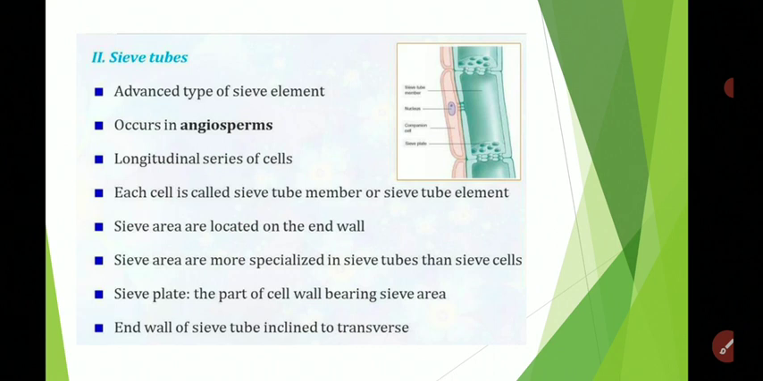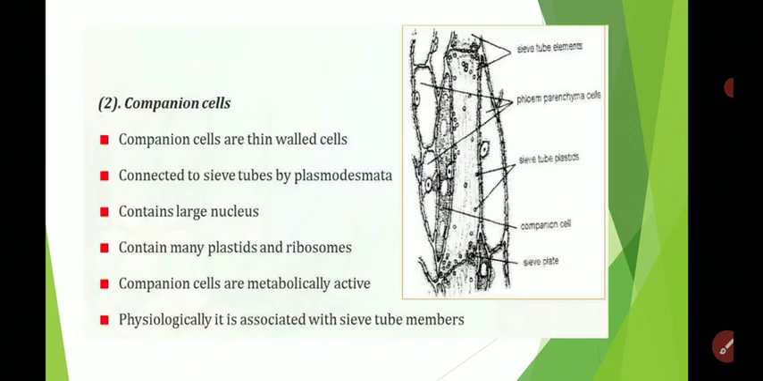They occur in angiosperms as longitudinal series of cells, as shown in the figure. Each cell is called a sieve tube member or sieve tube element, and sieve areas are located on the end wall. Sieve areas are more specialized in sieve tubes than in sieve cells. The sieve plate is the part of the cell wall bearing sieve areas, and the end wall of the sieve tube is inclined to transverse.